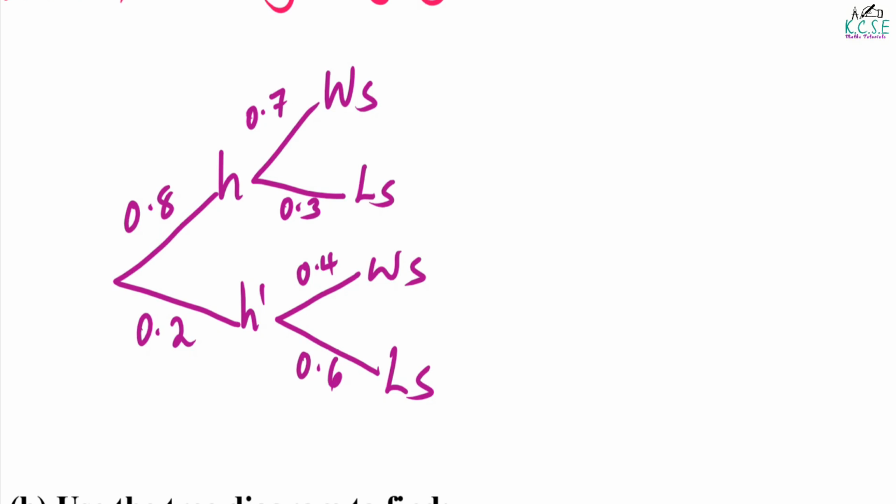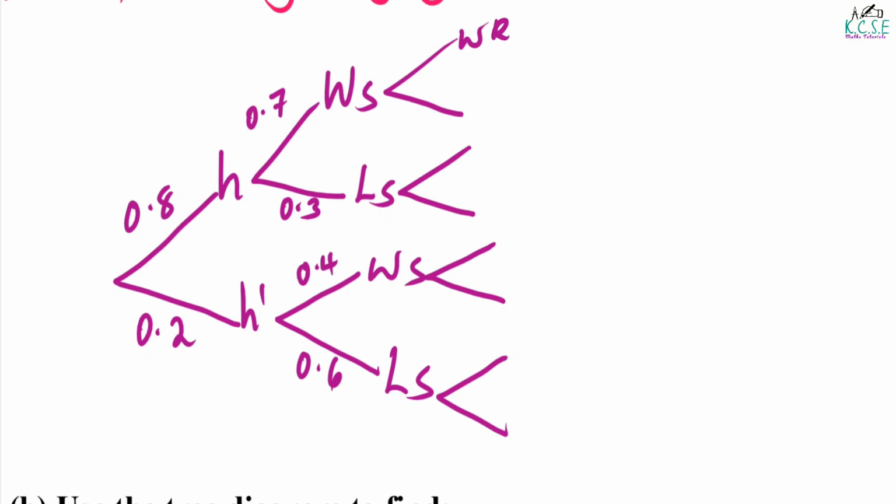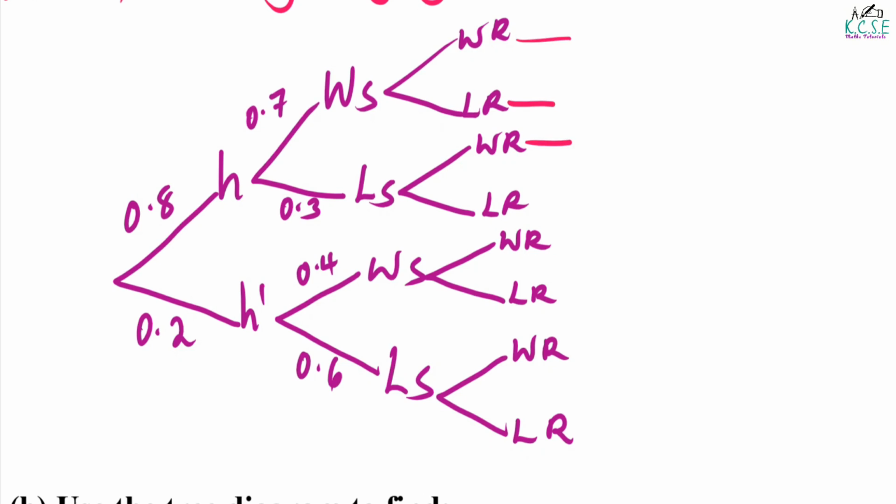Then, if we win soccer, the probability of winning rugby. So we shall have other branches here: winning rugby, losing rugby, winning rugby, losing rugby, winning rugby, losing rugby. After doing that, now we can indicate these probabilities for easier working.